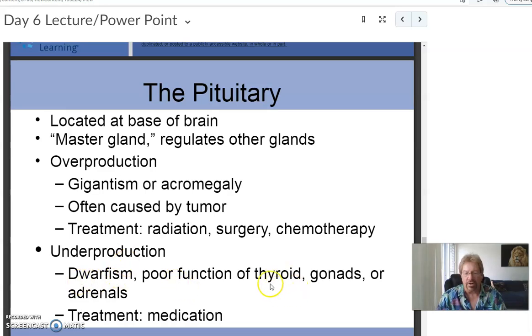Poor function of thyroid, gonads, or adrenals. Treatment: medication. I don't know a lot about this, guys, but if they can treat children that have this sort of problem before their skeleton matures in early adulthood, they can often treat this. They treat it with growth hormone because that's the problem. They don't have enough.